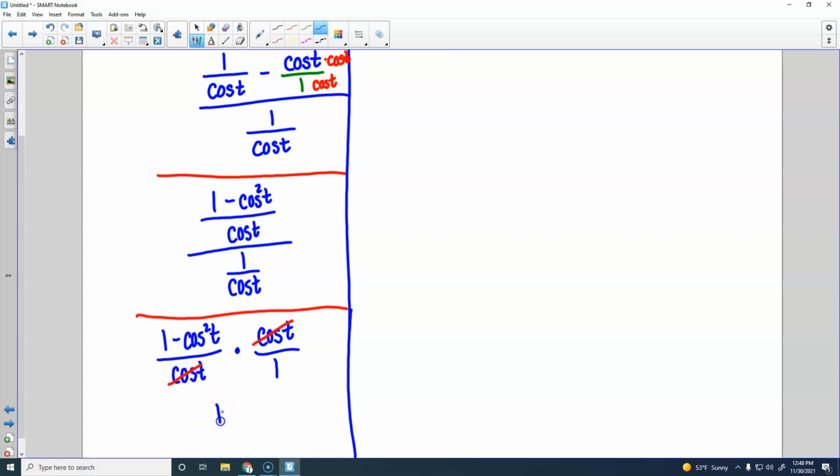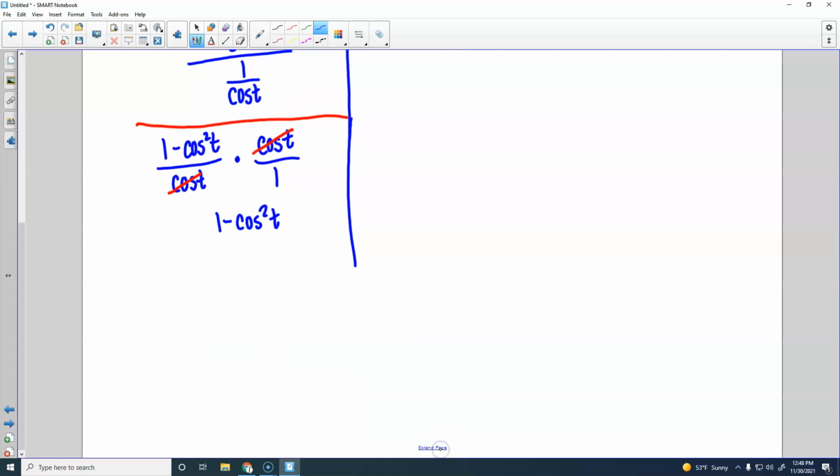So we get 1 minus cosine squared t over 1, which we don't have to write. And what is 1 minus cosine squared t? Sine squared t, which is what the other side was as well. Okay, questions?